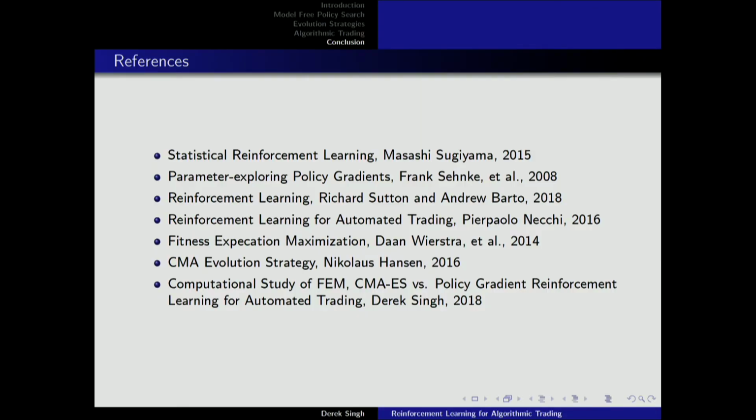Some of these references I think are really good. For those of you that know reinforcement learning, Richard Sutton's book is essentially the Bible of reinforcement learning. Sutton and Barto are, in some sense, the founding fathers of reinforcement learning. There's another great book on statistical reinforcement learning by Sugiyama, which I took some of these slides from, and some of this notation from. It's another great reference.